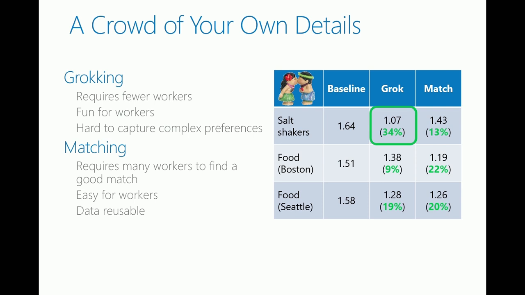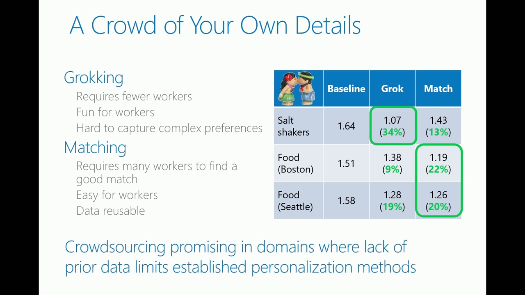It's actually very easy to do, and the data is reusable. So depending on the nature of the task, the complexity of the preference spaces, you can use one or the other of these methods to understand how you can personalize what people want, even if you don't require long histories of interaction from them or explicit judgments. And so I think crowdsourcing is promising in domains where the lack of prior data can limit performance of more traditional methods. There are also, you know, big questions about privacy in doing this.